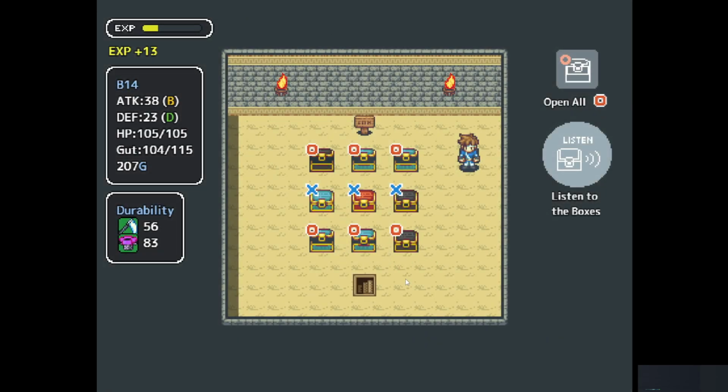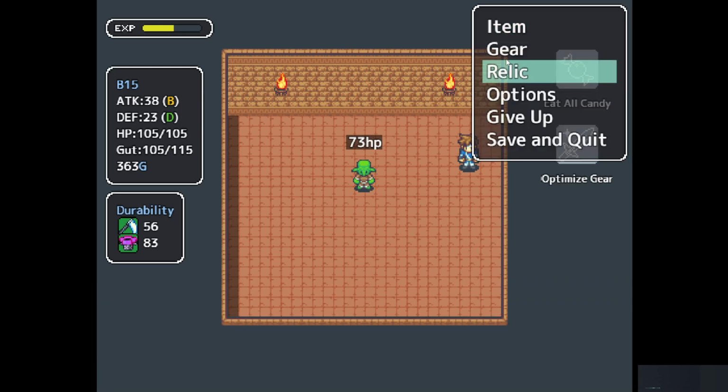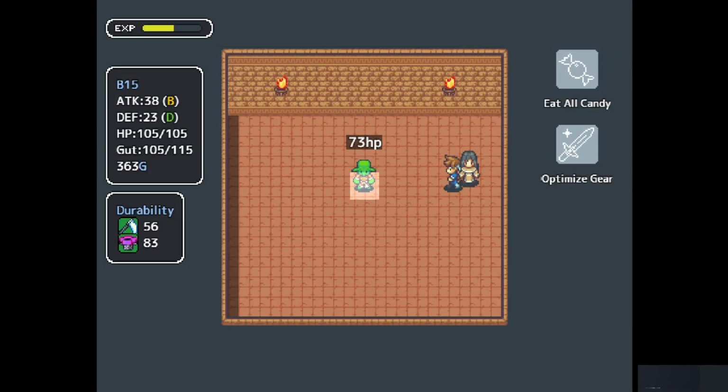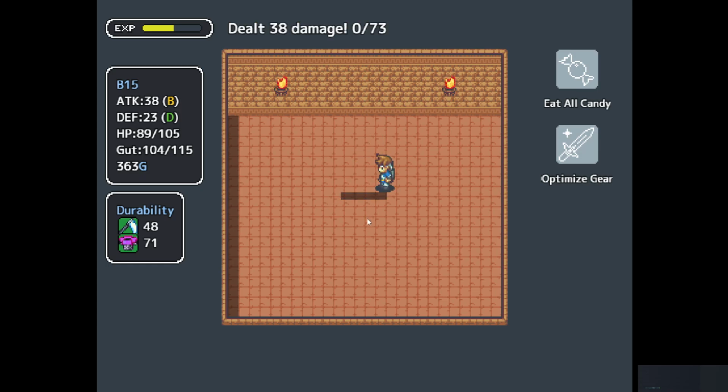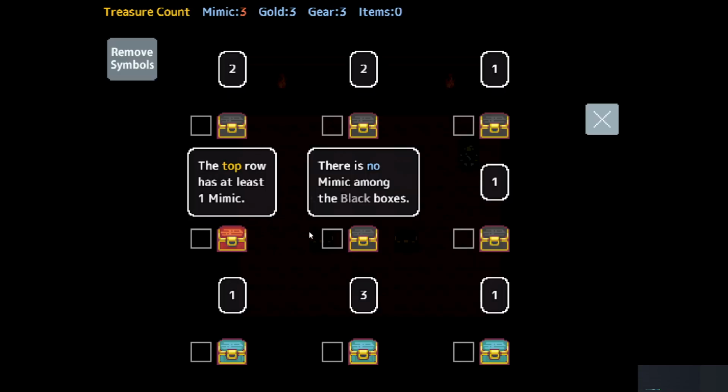It's a sandwich. Her magic rate went up again. What's her current magic rate? 48%. Wow. How much damage she deals, I'm not sure. But 48% chance. There's no mimic among the black boxes. Technically could be true. Top row has at least one mimic, that could be false.